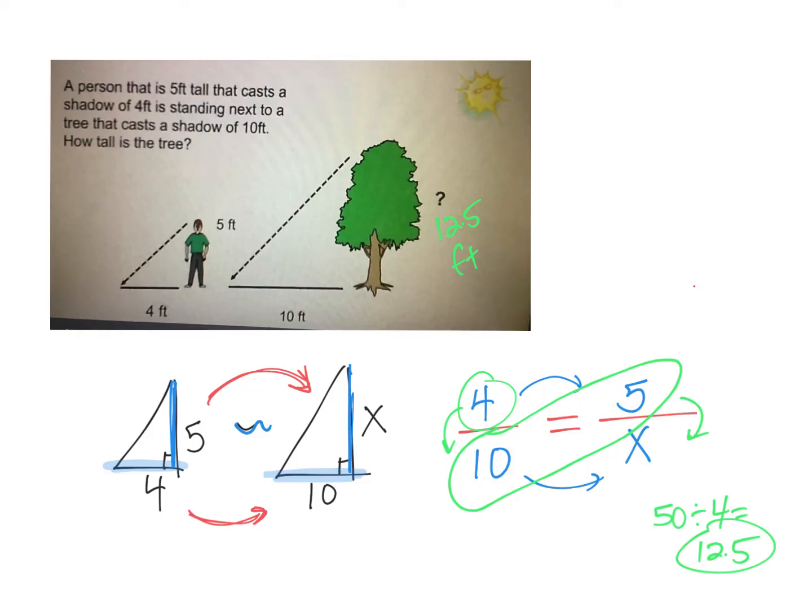All right, now I'm going to solve it a different way. I could say, here's the person. I'll just write their sides as a ratio. So the person's shadow is 4 feet long, and the person is actually 5 feet tall.